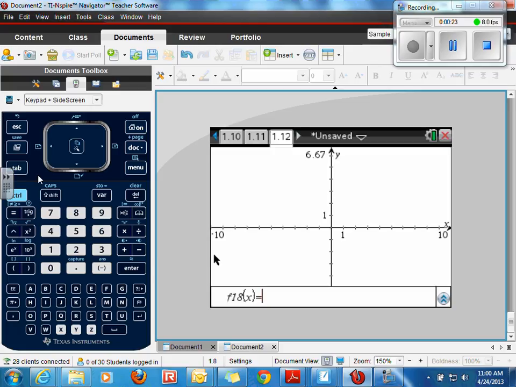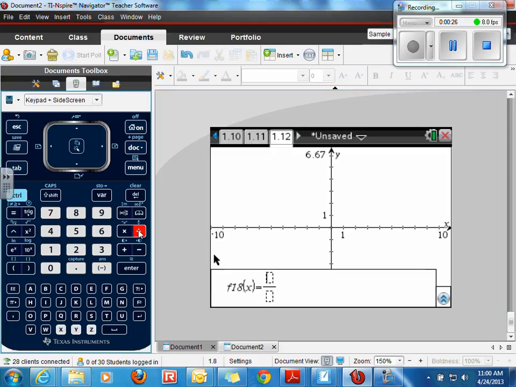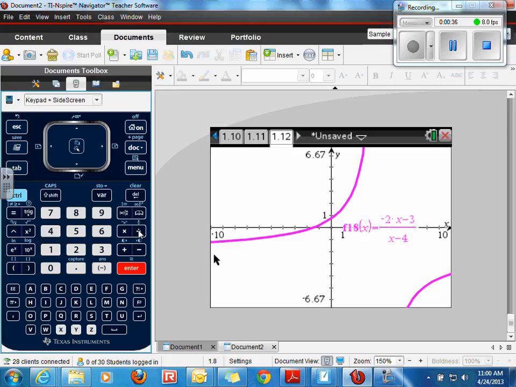And then control divide, type in my left side, which is negative 2x minus 3 for the top, and then x minus 4 for the bottom, and enter. There's that. And then push tab, and then graph the right side, which is 0.